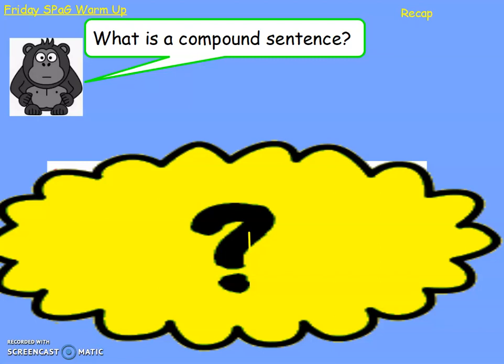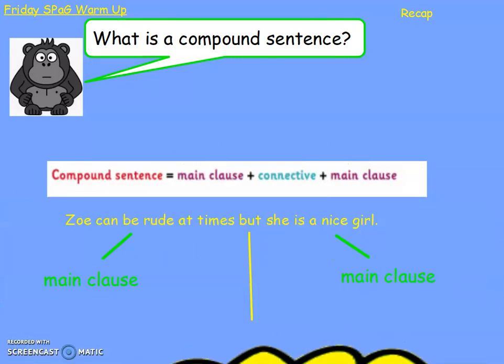For Spag Warmup, we're recapping what we did yesterday. So what is a compound sentence? What does a compound sentence need to contain? Have a think. Hopefully you should be able to tell me that a compound sentence has a main clause, a connective, and then another main clause. For example, Zoe can be rude at times is the first main clause. The connective is but. She is a nice girl is the second main clause.